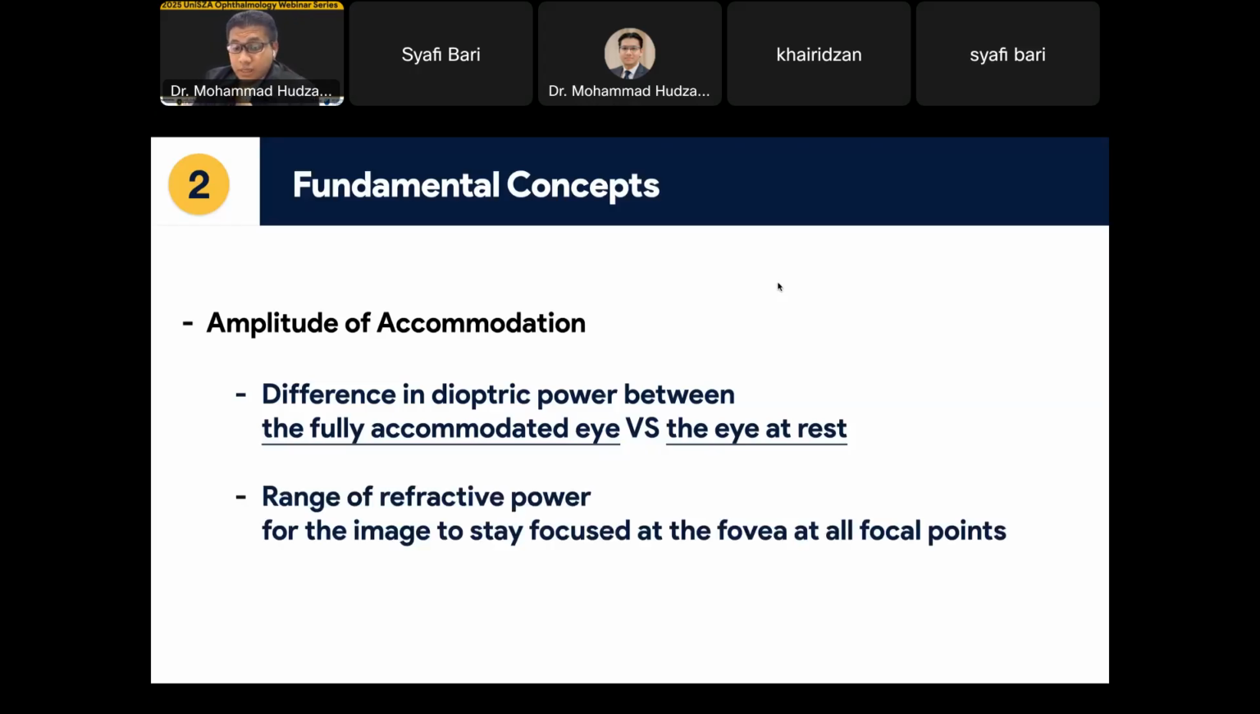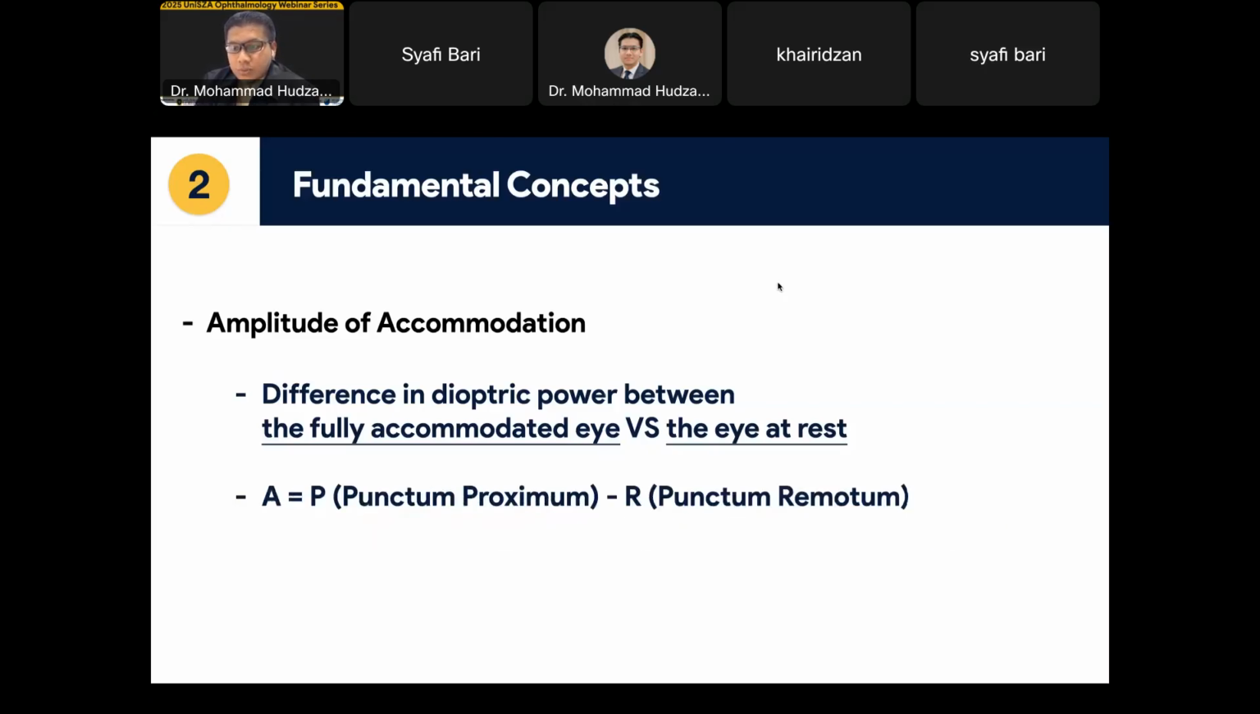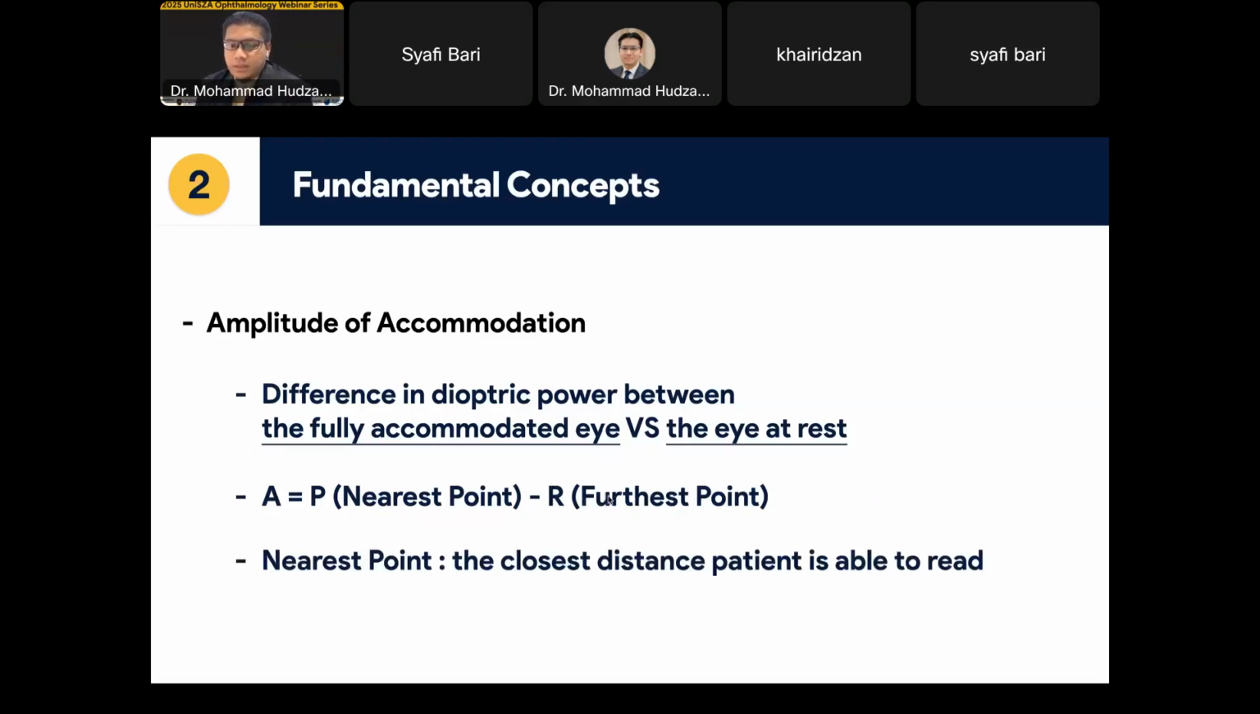From this dioptric power, we can understand the range of refractive power of the lens so that the image will stay focused at the fovea at all times. This is the basic formula for amplitude of accommodation. Please bear with me. We have to understand the amplitude of accommodation first before we move on to the defocus curve. The amplitude of accommodation is calculated by A equals P minus R, where P is the nearest point of the image and R is the furthest point of the image. From there, we can get the amplitude of accommodation of that patient.